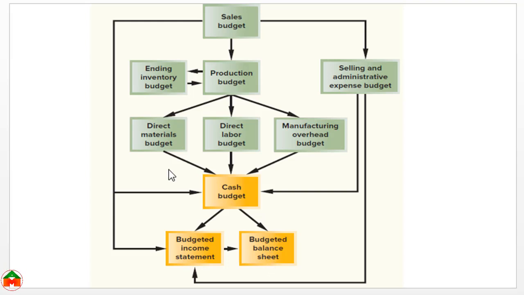In the previous three tutorials, we have covered the previous budgets, that means sales budget, production budget, ending inventory budget, selling and administrative expense budget, material budget, labor budget, overhead budget, cash budget. And in this last tutorial on master budgeting, we are going to learn about the budgeted income statement and budgeted balance sheet. We will prepare these two items under master budgeting by taking data from the previous budgets and by taking data from the beginning balance sheet.